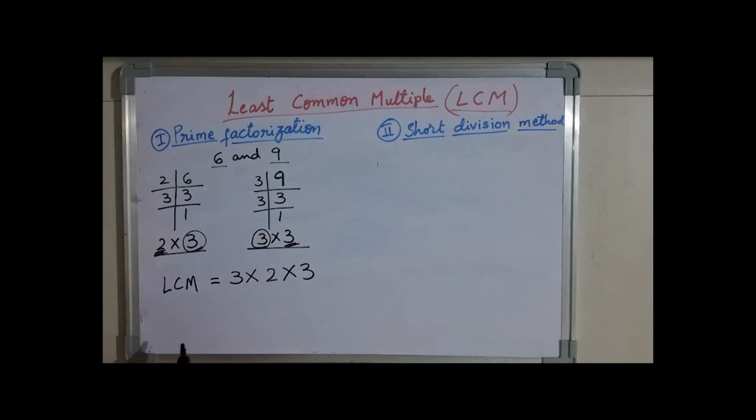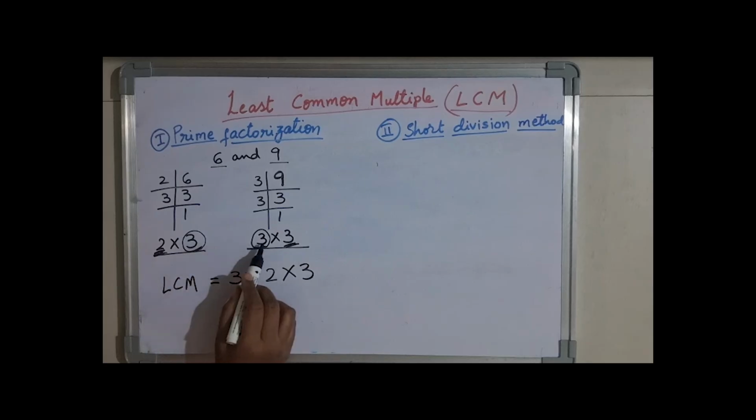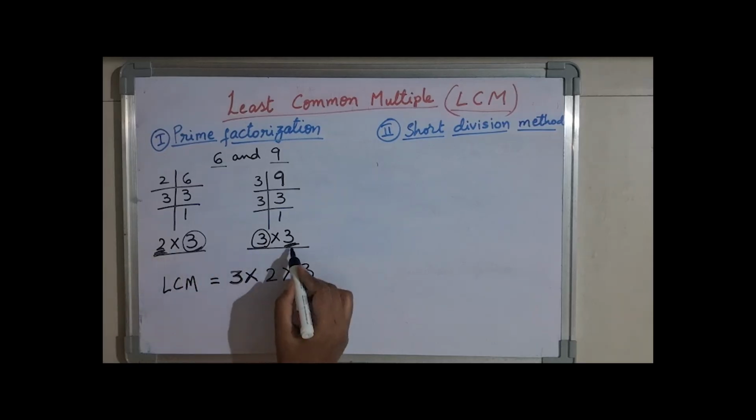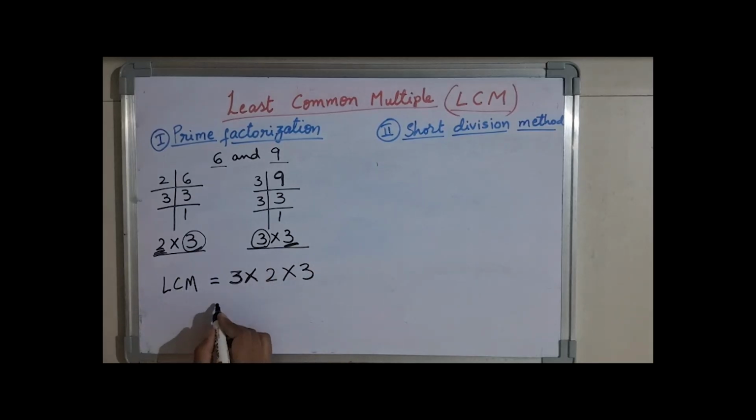Okay children. So whatever common prime factor is there, you have to write it, and this will be multiplied by whatever prime factors are not common; that also you have to multiply. Here we have 3 2s are 6, 6 3s are 18. So 18 is the LCM of 6 and 9, children.